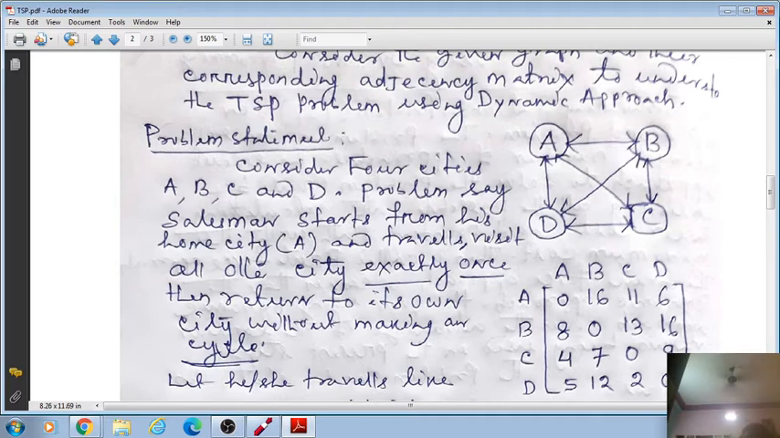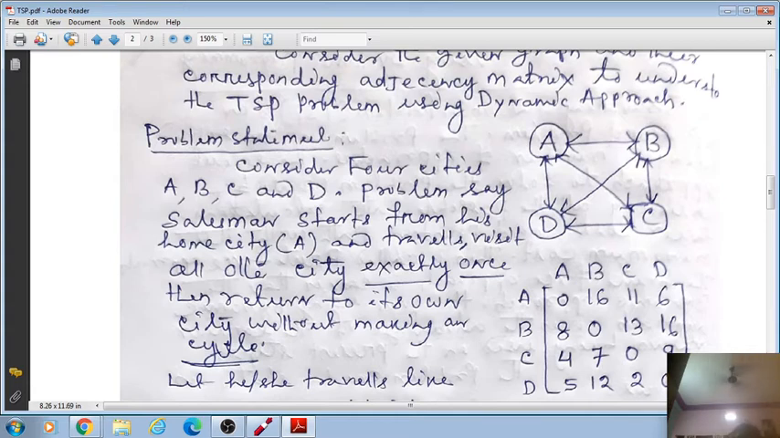But we are considering that A is the source. It is the hometown of the salesman. He will start from this hometown and move from A to B or any other path. So among these, which will be the minimum cost path where the salesman travels from the source A, travels all the cities B, C, D, and returns to his hometown? So the problem statement is like this.